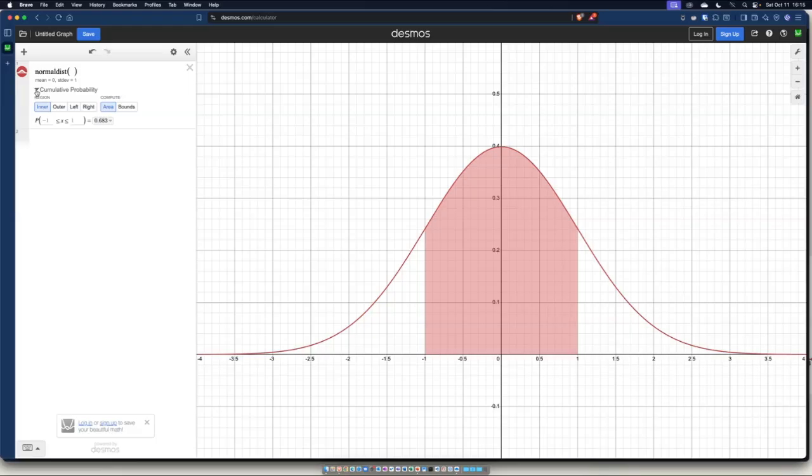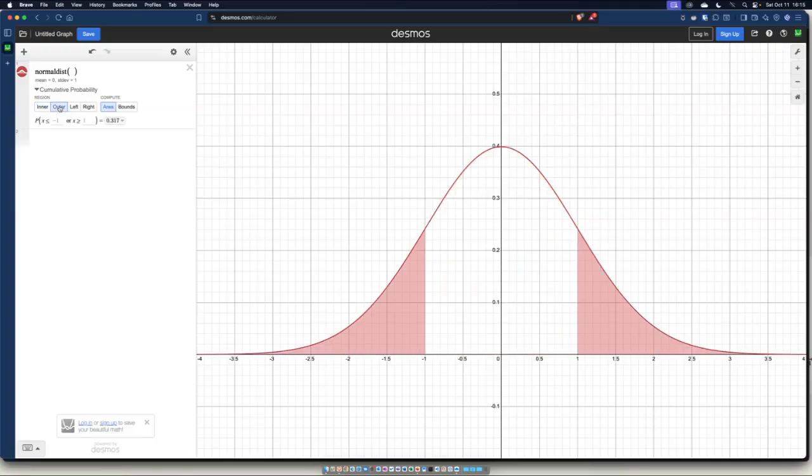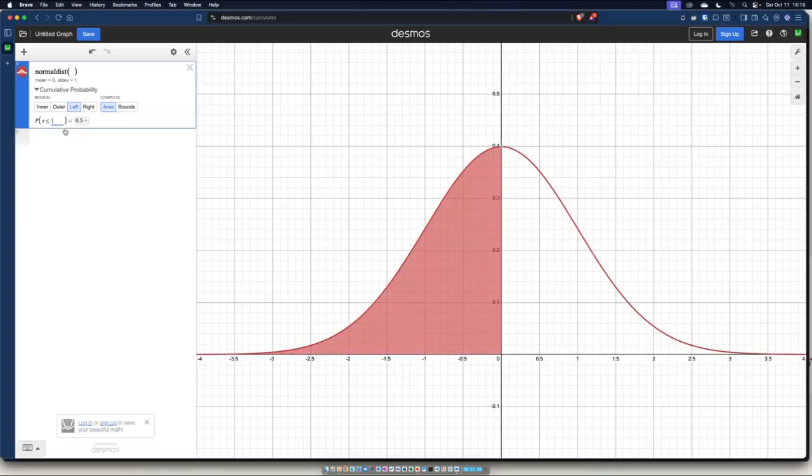So I just click on that, and automatically it's going to shade a region. The default is to find the inner area between two values. I could switch to the outer area. That would be the area of the two tails, above one value and below another value. Or I could do a left tail or a right tail. We want to do under 13 pounds, so that is a left tail experiment.